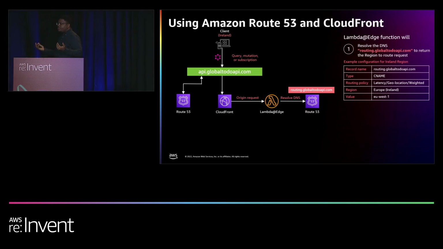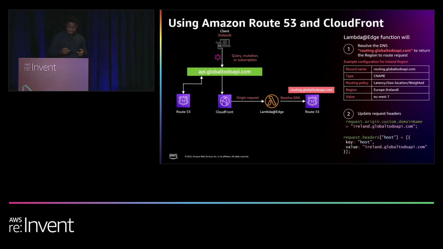So this DNS will be configured as a latency-based record within Route 53 or geolocation-based record. And in this case, for example, the setup is returning Ireland region as the target to route the traffic.